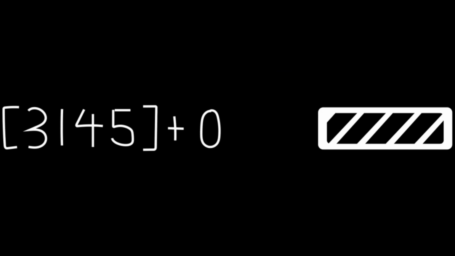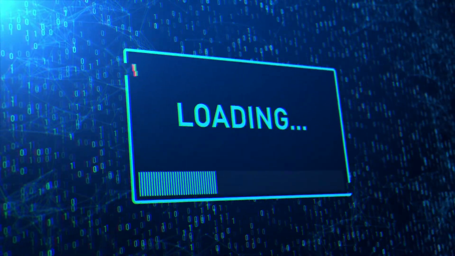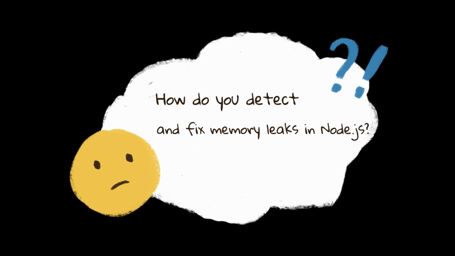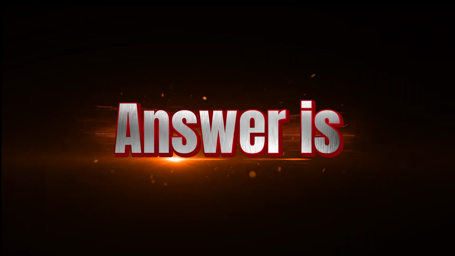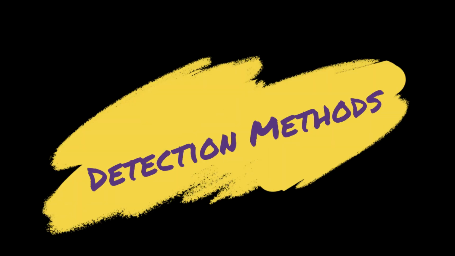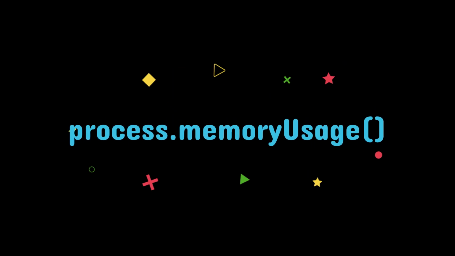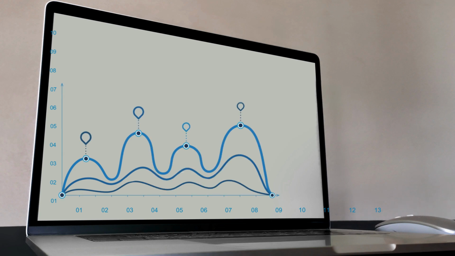Your server memory usage just keeps growing and growing until it crashes. Something isn't being cleaned up. Question: how do you detect and fix memory leaks in Node.js? Answer is: detection methods. Use process.memoryUsage to monitor memory consumption.